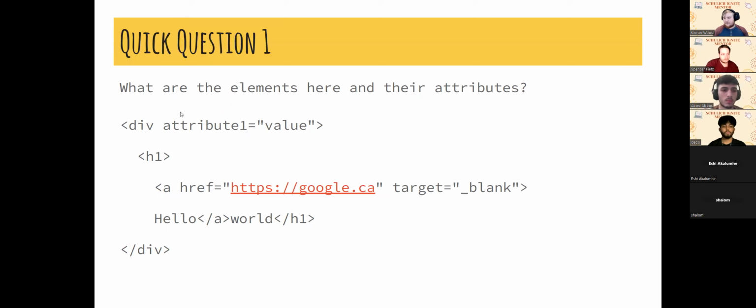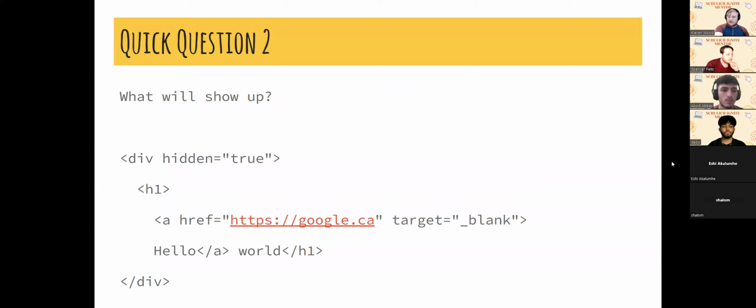But basically in this case, we have a div, which is an element, that we then have an h1 and an anchor tag, which are all the elements. And then the attributes themselves would be attribute one, href, target. Or if you're going by the values, it would be value, and then Google, and then blank. So now a second question is, what would show up with this HTML?